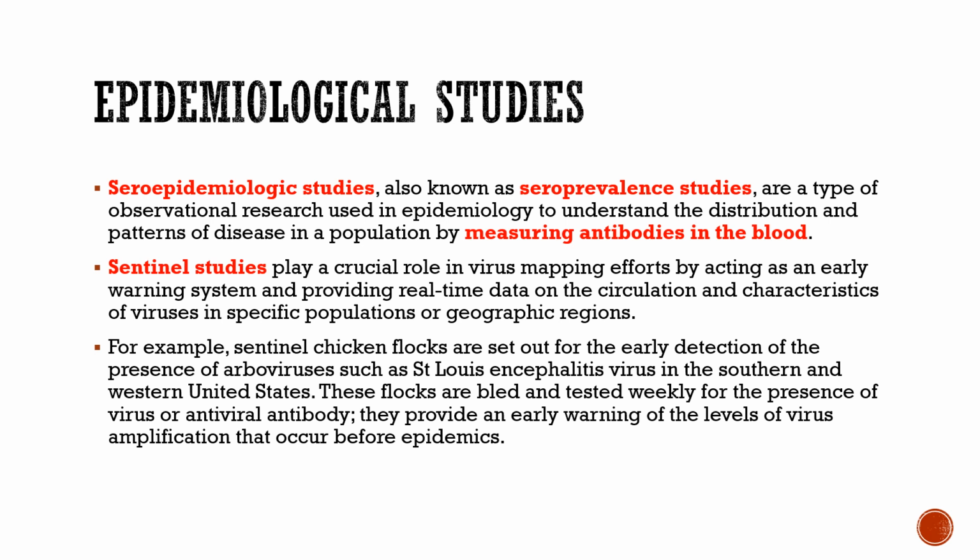Sentinel studies play a crucial role in virus mapping efforts by acting as an early warning system and providing real-time data on the circulation and characteristics of viruses in specific populations or geographic regions. For example, sentinel chicken flocks are set out for the early detection of presence of arboviruses such as St. Louis encephalitis virus in the southern and western United States. These flocks are bled and tested weekly for the presence of virus or antiviral antibody. They provide an early warning of the levels of virus amplification that occur before epidemics.